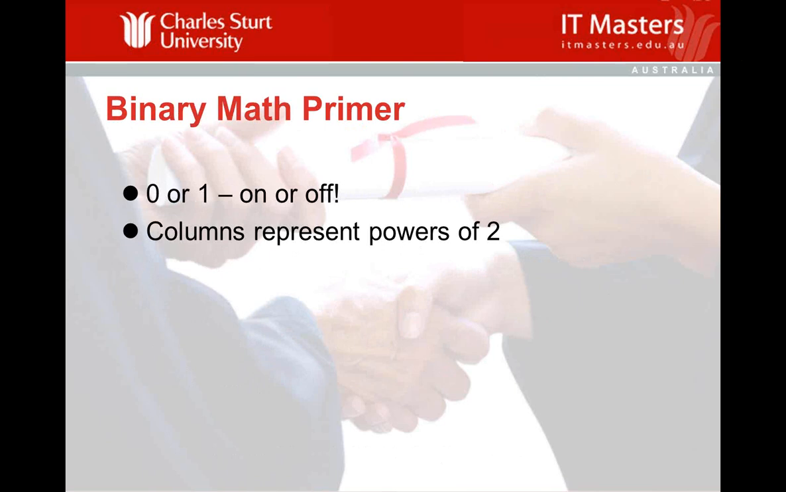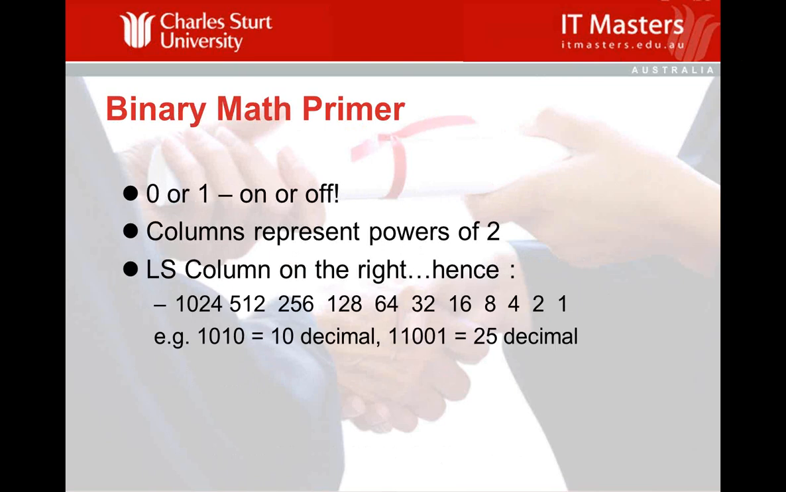Each column represents a power of 2, obviously, so in the decimal system, power of 10, binary system, power of 2. And we read them the same way as we do a normal decimal number. So when you read them visually, you can interpret them from left to right, but the values go from right to left. So the least significant column, LS, is on the right. Hence your columns are 1s, 2s, 4s, 8s, 16s, 32s, 64s, and so on and so forth. Now normally in subnetting we only use the first 8 bits, and you'll see why in a minute.